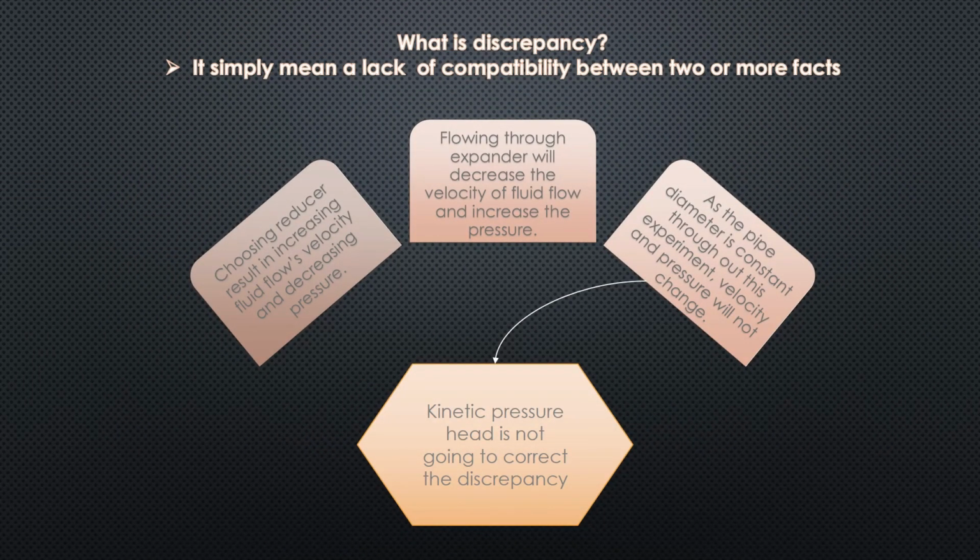Whenever the internal flow area changes, the fluid velocity changes too. Flowing through a reducer, the velocity of fluid flow is increased and pressure is decreased. While fluid flows through an expander, it results in decreasing velocity of fluid flow and the static pressure is increased. As the pipe diameter is constant when running this experiment, the velocity will be constant and no change in pressure. That's why adding kinetic pressure head is not going to correct the discrepancy.